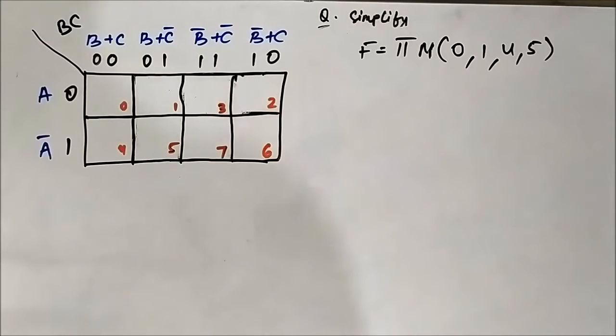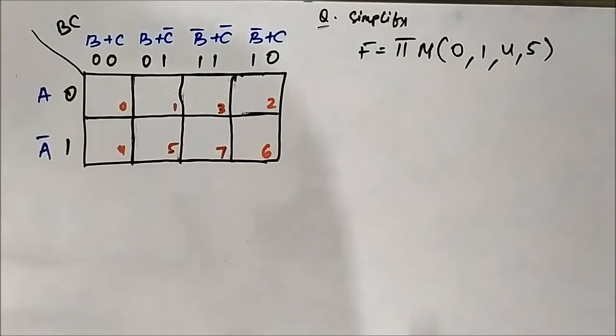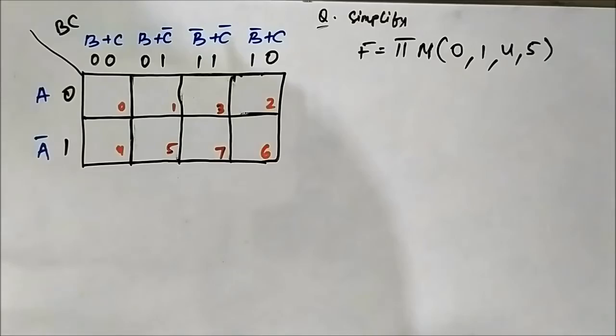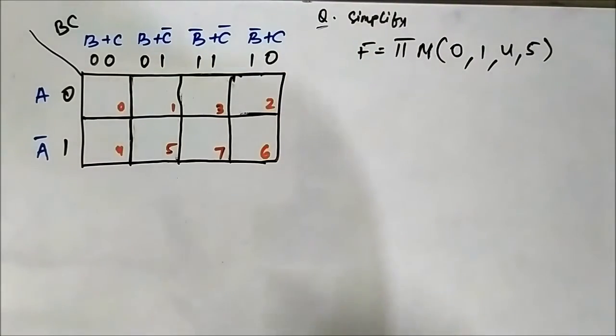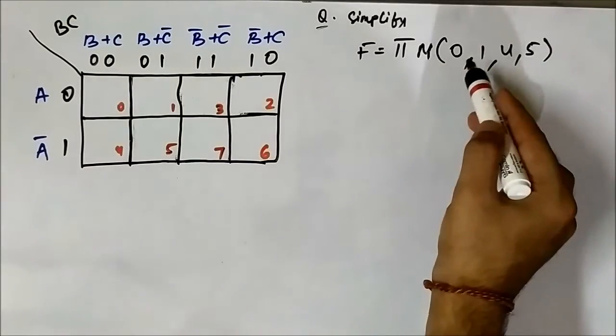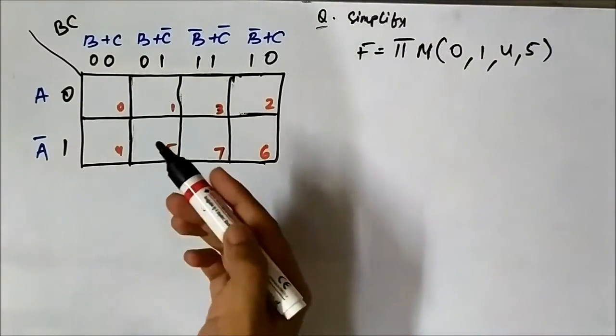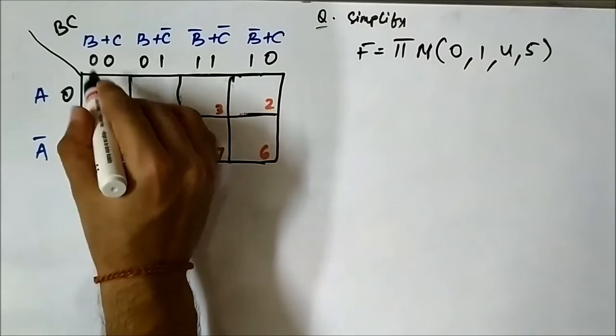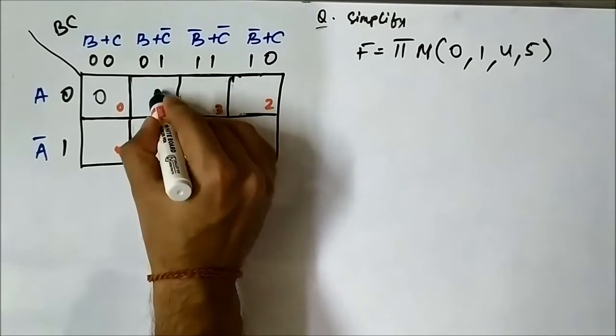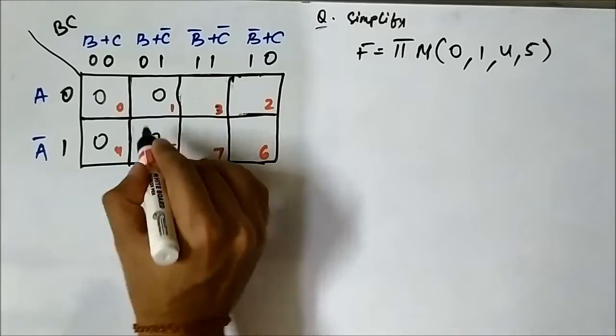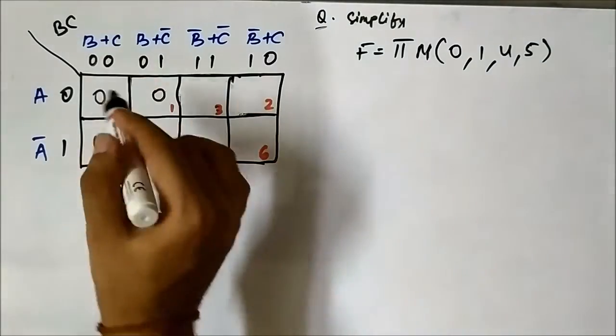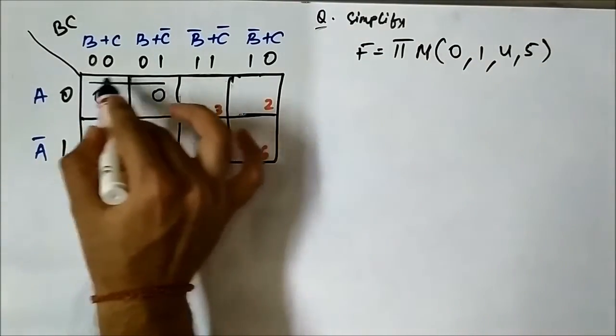Hello friends. So this is another question on POS K-map simplification. We have the expression given in max term form directly. We have the format of the POS 3 variable K-map ready, so we'll directly mark the respective cells. So max term values are 0 1 4 5. So we'll mark the respective cells as 0. These adjacent cells we can combine to form a quad.